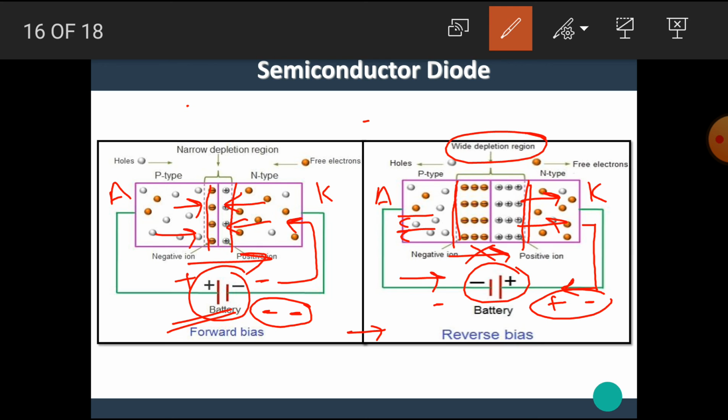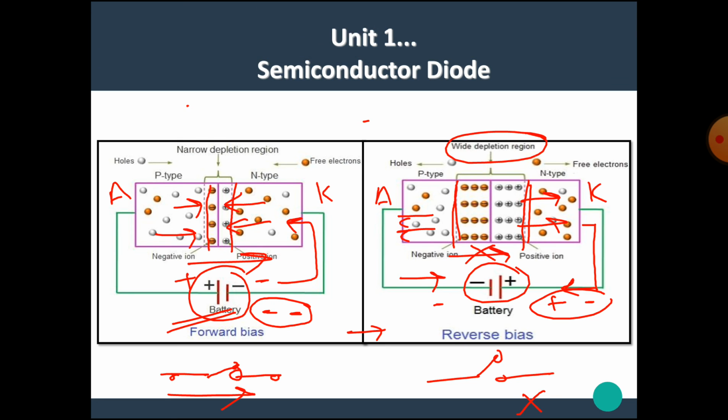That means in forward bias mode, the diode can be used like a closed switch. That means current can easily flow, and in reverse bias mode it acts as an open switch. That means current cannot flow through this type of circuit.